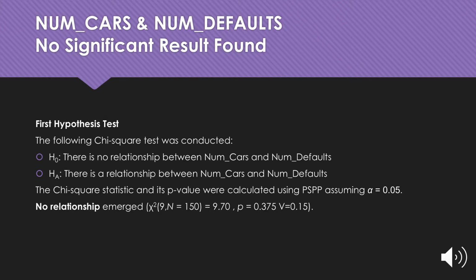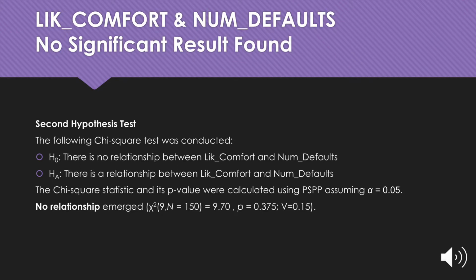Second hypothesis, the following chi-square test was conducted. The null hypothesis said there is no relationship between life comfort and NAM defaults, and the alternate hypothesis stated there is a relationship between life comfort and NAM defaults. The chi-square statistic and its p-value were calculated assuming an alpha of 0.05 and found no relationship emerged.